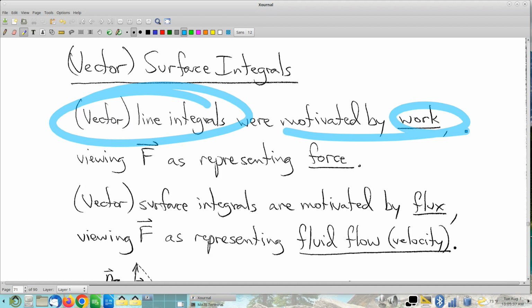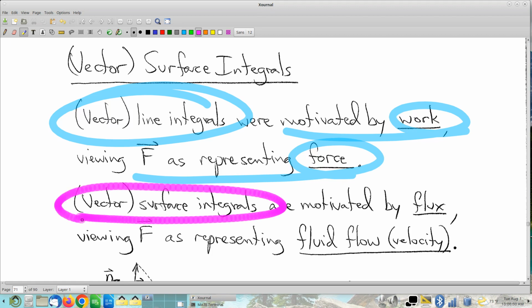And then, subsequently, we kind of reverse engineered a connection to fluid flows that was vaguely satisfying. Okay, fair. But the motivation, the foot in the door, work. And specifically, that means that you have to view the vector field as representing forces. So now, as we proceed to trying to understand vector surface integrals, that's going to be our new topic for today. Vector surface integrals.